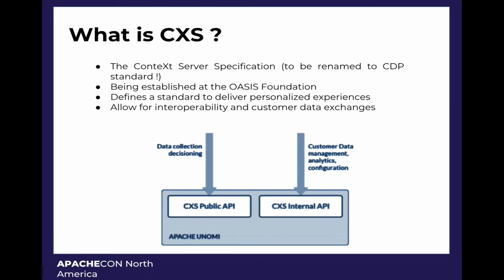And basically, it's composed of 2 parts. A public API and an internal API. The public API specifies all the stuff that's related to data collection and decisioning, and real-time decisioning also. The internal API is for management of the data, analytics, configuration, and reporting. So Unomi, of course, implements both those APIs.